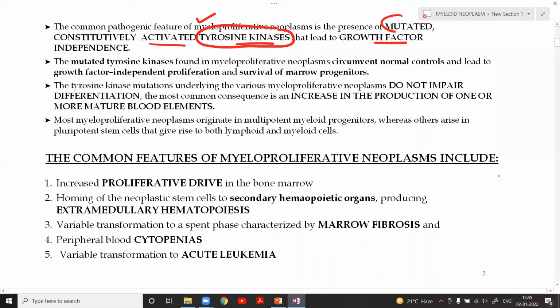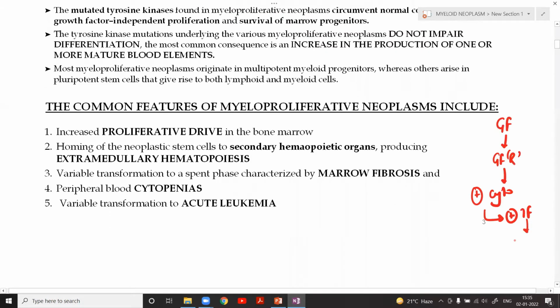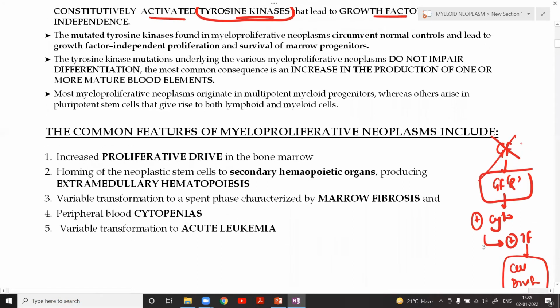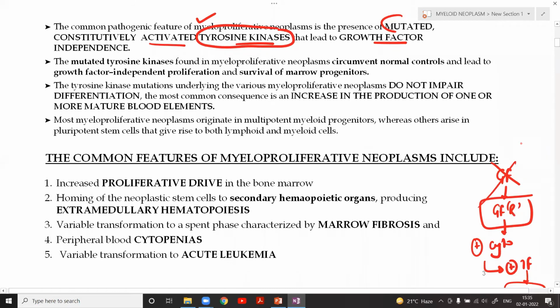So what do I mean over here? Normally a growth factor acts on a growth factor receptor present on the cell surface, and that stimulates certain cytoplasmic signals, which go into the nucleus and stimulate certain transcription factors, and then your cell division continues. This is the normal pathway. But in myeloproliferative neoplasm, in the absence of growth factor, the growth factor receptor itself is getting stimulated. So this is one very important feature of all myeloproliferative neoplasms.